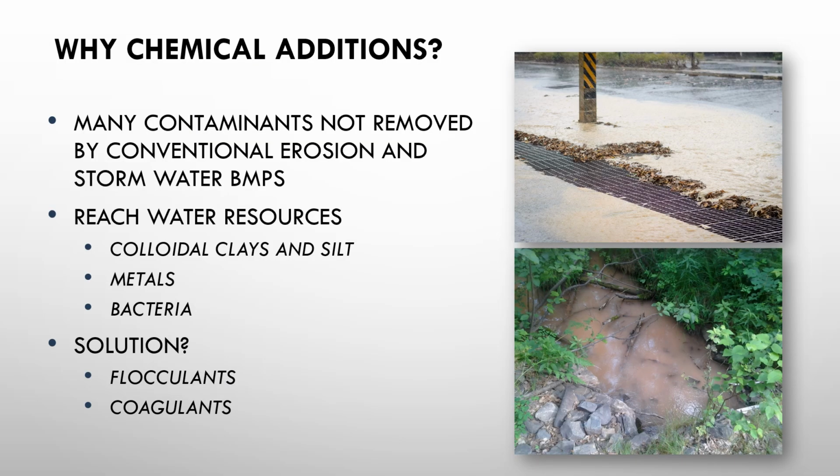Now, first of all, why do we have chemical additions like PAMs or polyacrylamides in the first place? We have a lot of different physical and conventional BMPs that are currently available for us to use for erosion control and sediment control and stormwater management. However, when we have very small particles and difficult to remove contaminants like colloidal clays, silt, metals, bacteria, we can do everything right on a site, put all of those in correctly, and those small clay particles are just going to move right through those physical BMPs. So what we can do is we can enhance those existing BMPs by incorporating a solution like a flocculant or a coagulant.